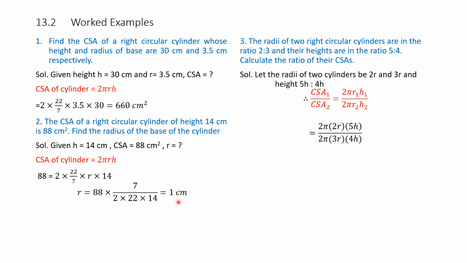Therefore, substituting in terms of ratios, the first cylinder has radius 2r and height 5h, and the second cylinder is 2 pi into 3r into 4h. Simplifying, 2 pi gets cancelled, r and r get cancelled, h and h get cancelled, 2 goes 2 times, 2 into 3 is 6 and 5 remains as it is. Therefore, the ratio of CSA1 to CSA2 is 5 by 6.